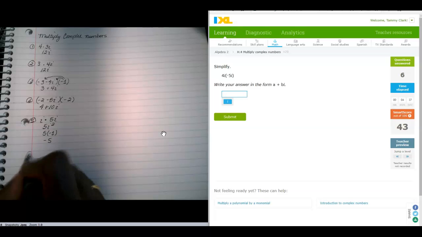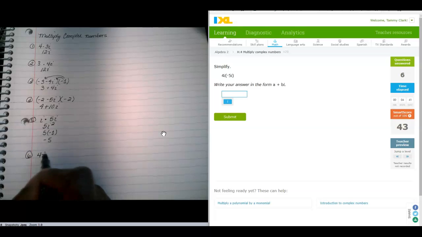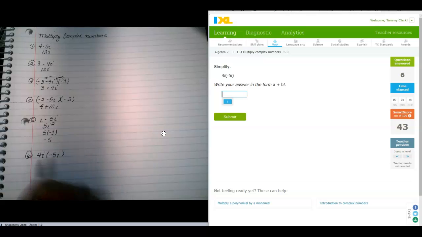Number 6, we've got 4i multiplied by negative 5i. So that's 4 times negative 5 is negative 20. i times i is i squared, which we know is negative 1. So in effect, what we're saying here is negative 20 times negative 1 is positive 20.